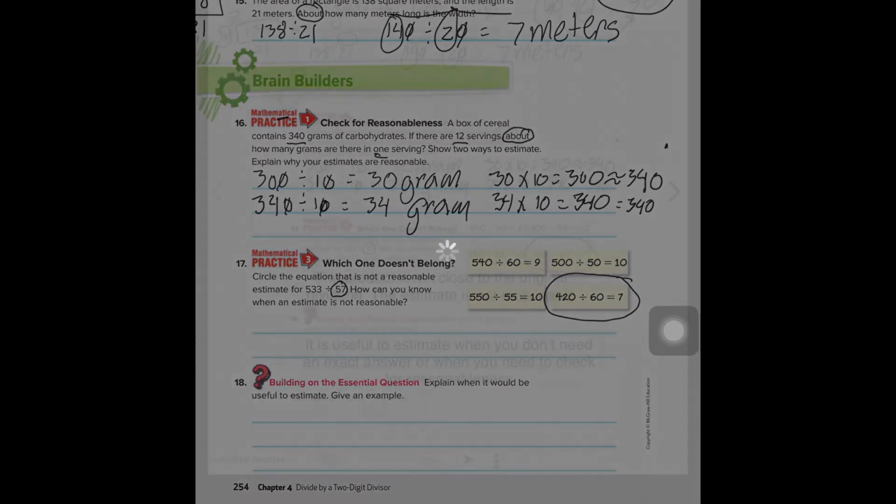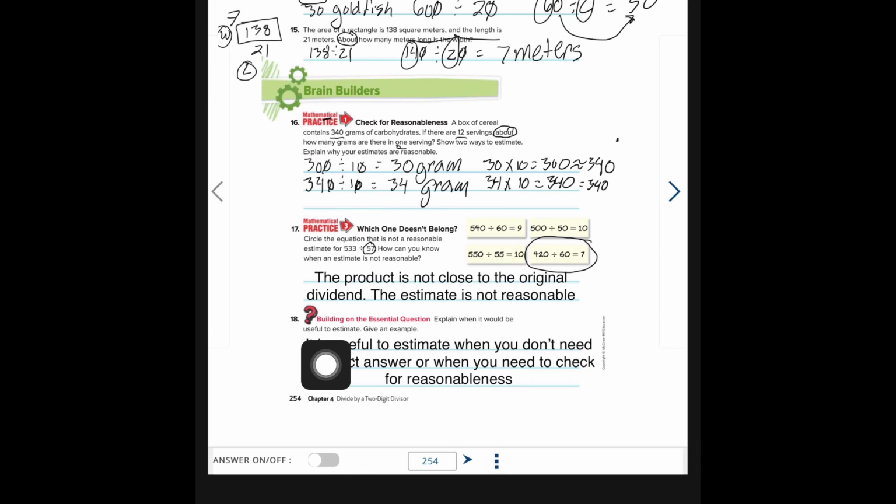So I'm going to add number 18. Explain when it would be useful to estimate. Give an example. There's your answer. And when it asks you to give an example, don't go ahead and try to pull one out of thin air. Use any of these examples right here. So for example, I would probably use the 340 divided by 12. And I would change it to 300 divided by 10 is how I would do it.